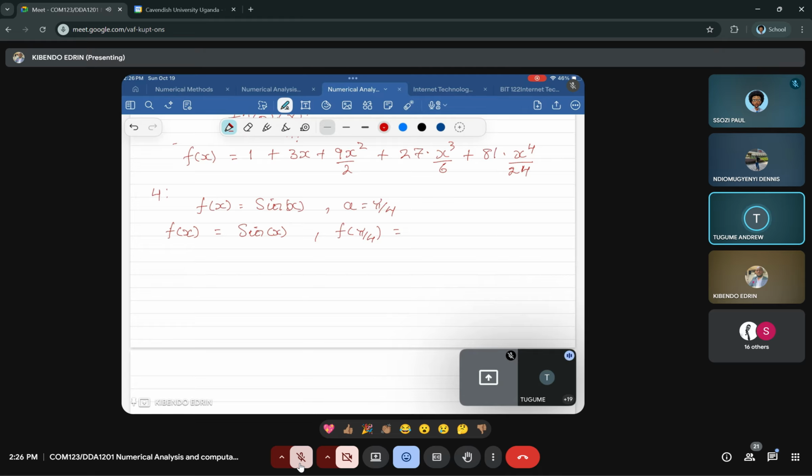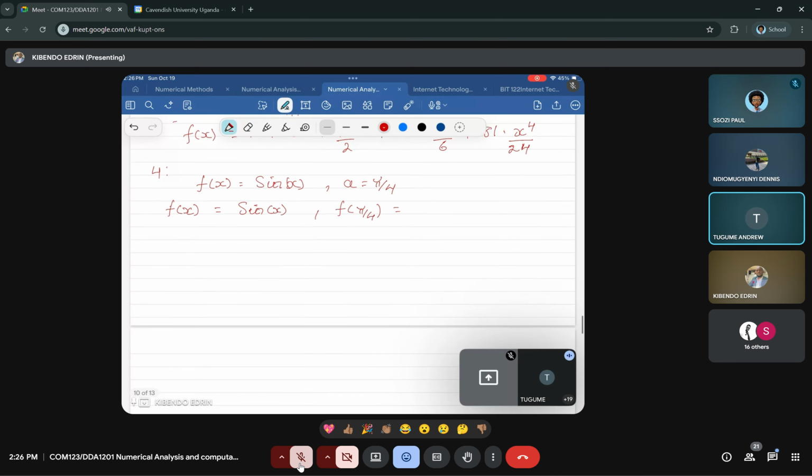Sin pi over 4 is... You prefer to have the answer. 0.0137. What is that in pi? So that is 0.0137, right? Doctor, do we need to keep this in pi format?